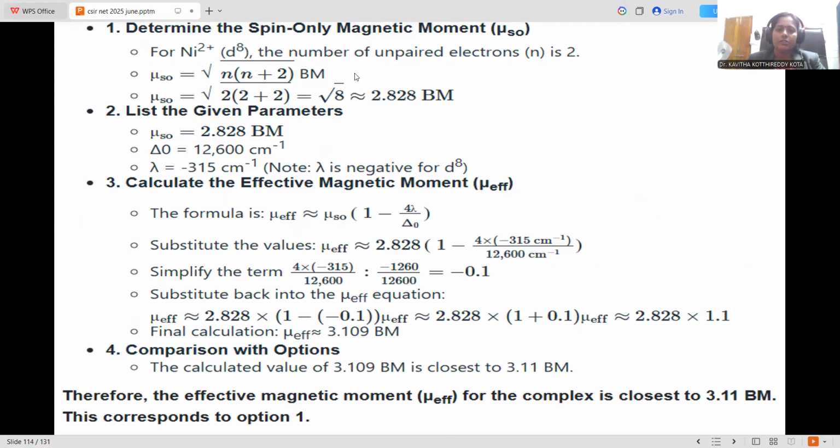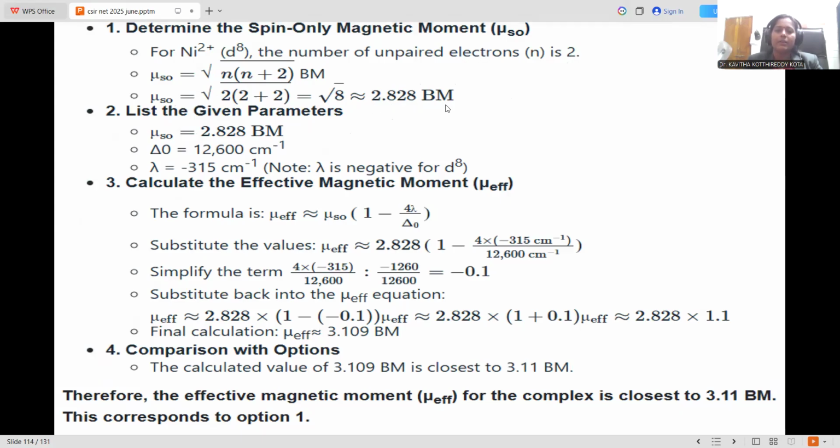So this 2 is taken into consideration under root n into n plus 2 Bohr magnetons. Here n is the number of odd electrons present in the compound, so you can substitute 2, since nickel plus 2, a d8 system, has 2 odd electrons. So mu spin only will be under root 2 into 2 plus 2, that is under root 8. Root 8 is indicated as 2.8 Bohr magnetons. For ground state nickel plus 2, the Bohr magneton value is attributed by the spin only value, that is 2.8 Bohr magnetons.